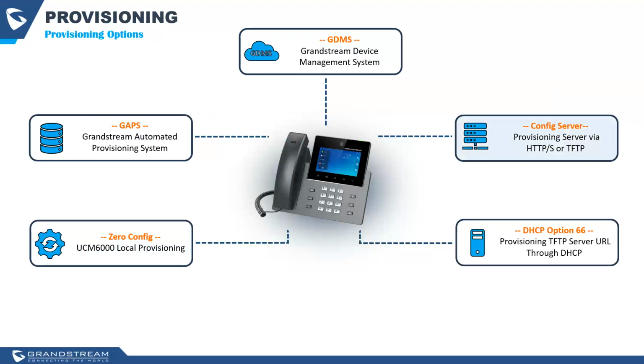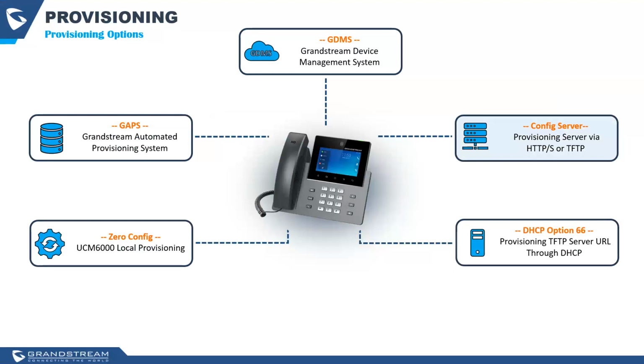The third option is changing the config server path, either manually or through auto provisioning from GAPS or option 66. So as I mentioned earlier, the default config server path on all Grandstream devices points to GAPS. So in case you need to use your HTTP or TFTP server for provisioning and configuration, the default URL needs to be changed. And when dealing with few devices, it's fine to use the web interface or the phone keypad menu to change the config server path so that it can point to your provisioning server.